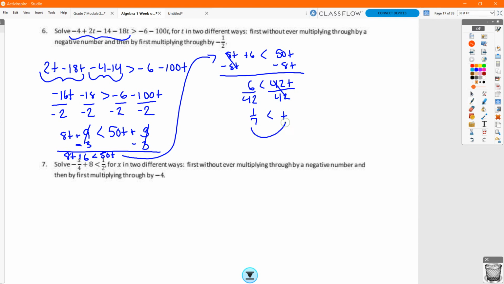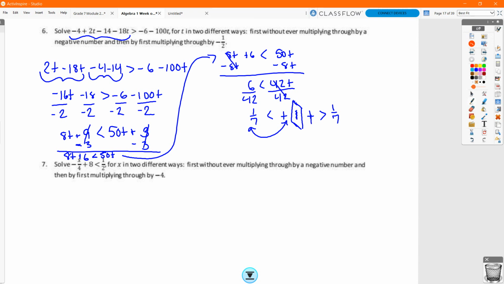Now, you got to flip these, okay? You can't have the variable on the right side. It's got to be on the left side. So when you flip it, it's just like you're looking into a mirror and you're getting a reflection. So we're reflecting this. We're just going to rewrite it as if it's a reflection. T, instead of less than, would be greater than 1/7. They're reflections of each other, okay?